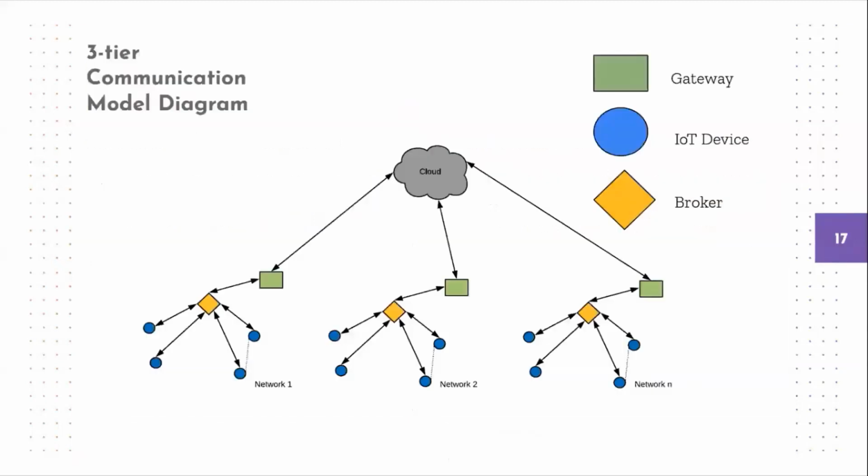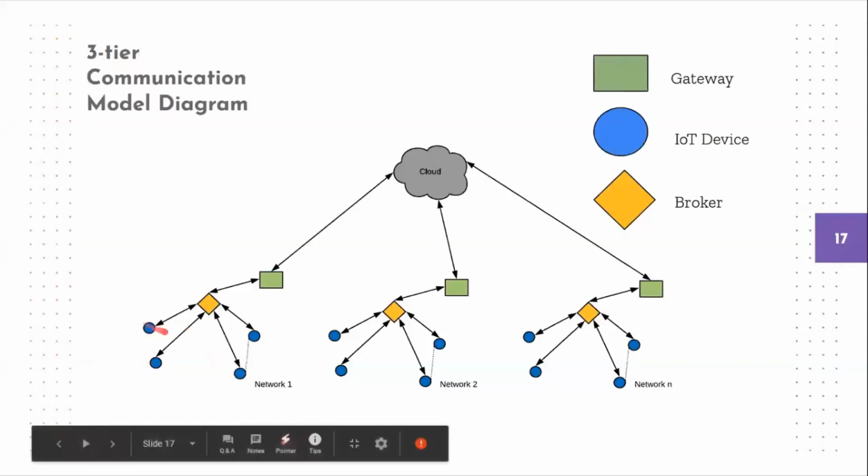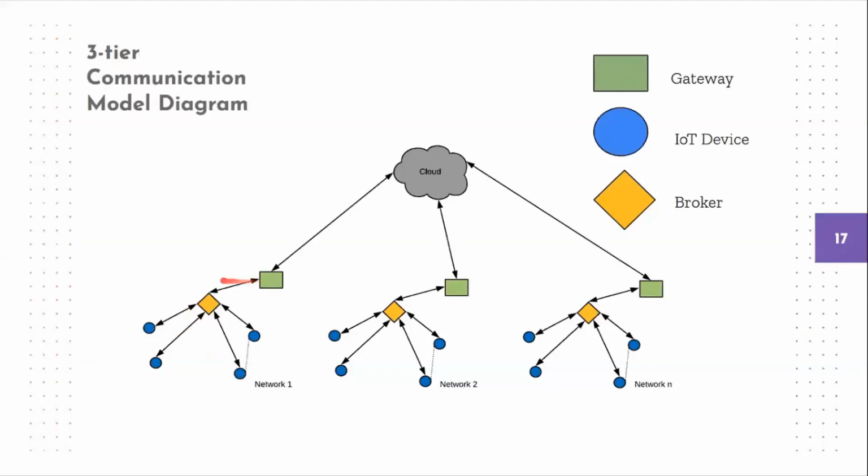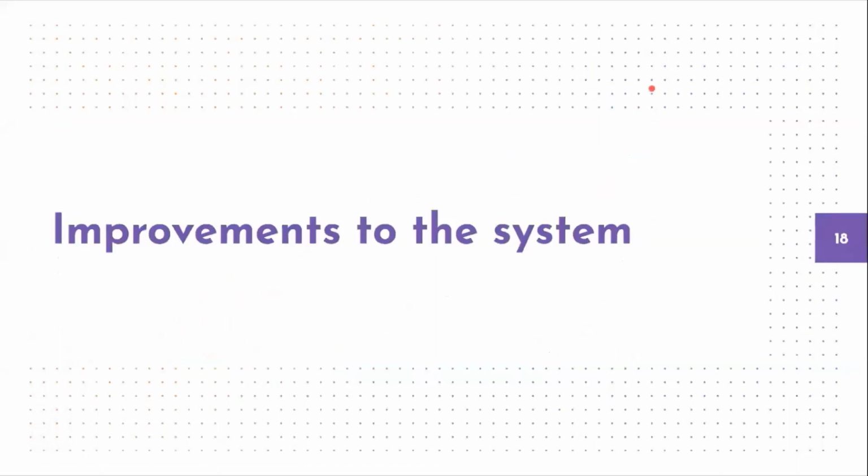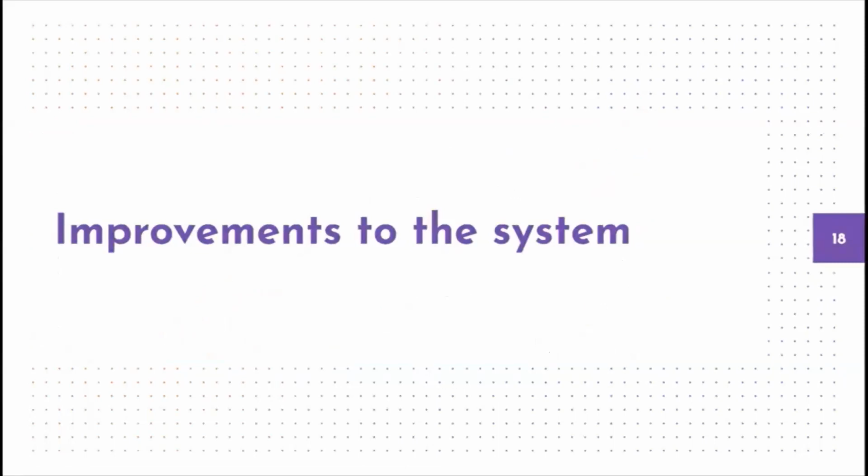This is the overall communication diagram. N Jetson devices or IoT devices are connected to a broker, connected to the gateway, and N networks are connected to the cloud. And now, Zeyad is going to talk about the improvements we did to the system.